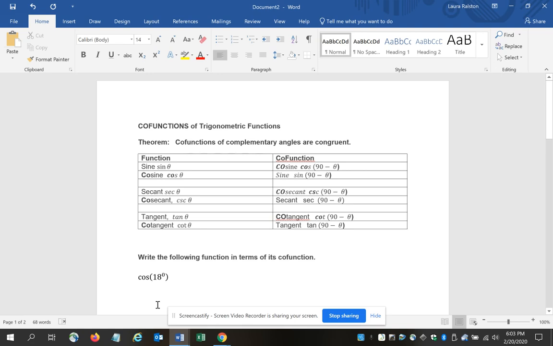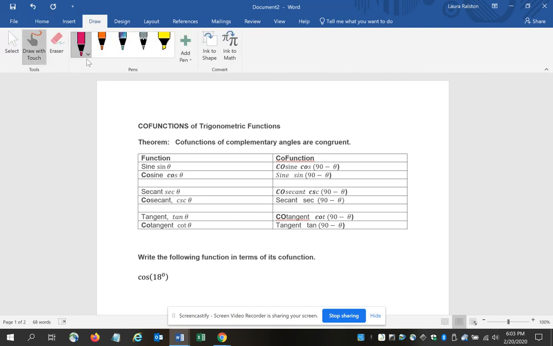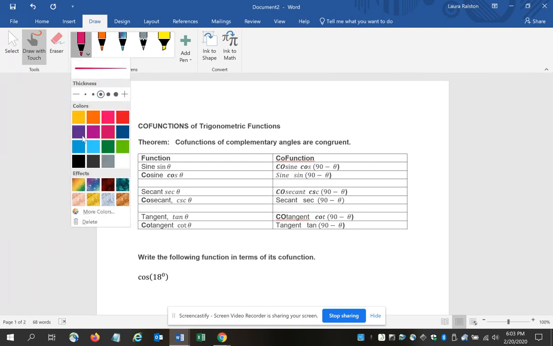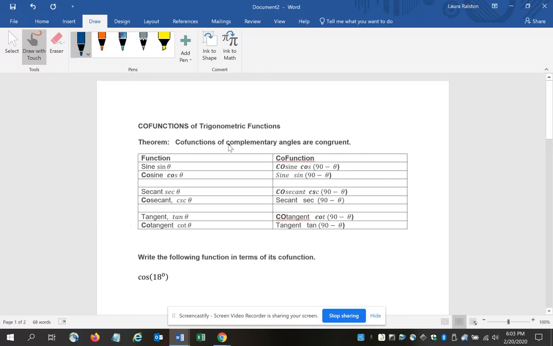In this video, I want to talk about the cofunctions of trigonometric functions. There's a theorem in trigonometry or in geometry that says cofunctions of complementary angles are congruent. And I want to start with us thinking for just a minute about what it means for angles to be complementary. This is a concept that would most likely have come from a geometry class.